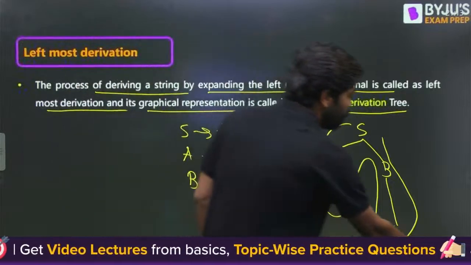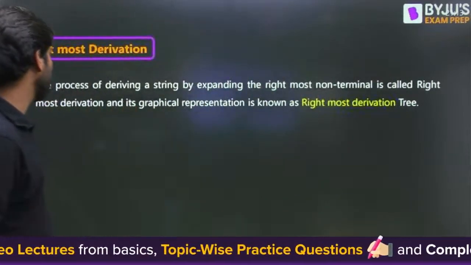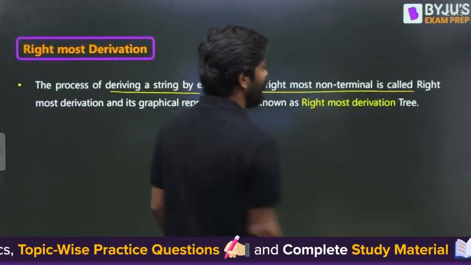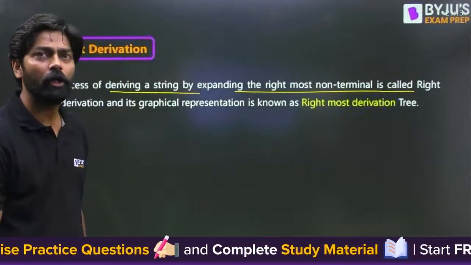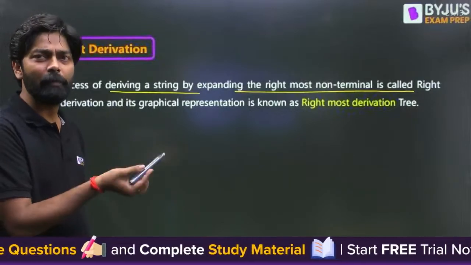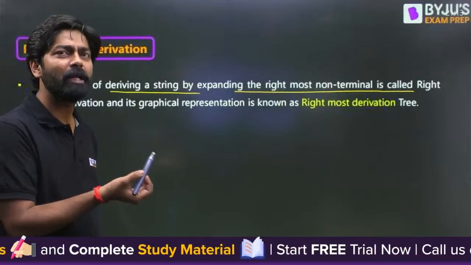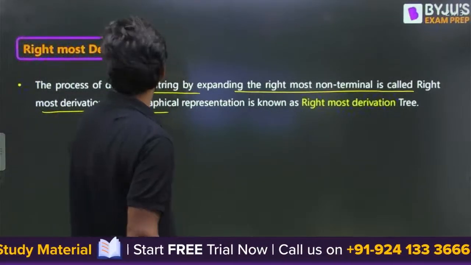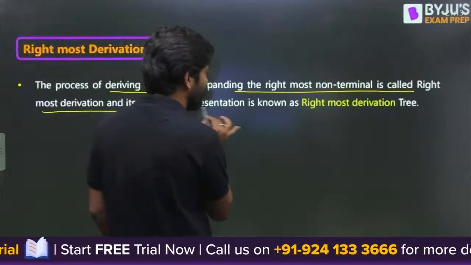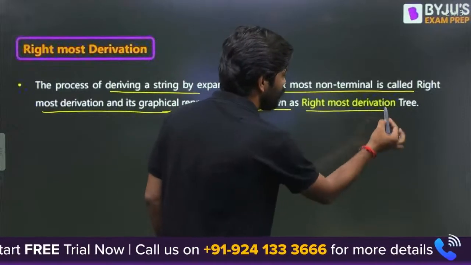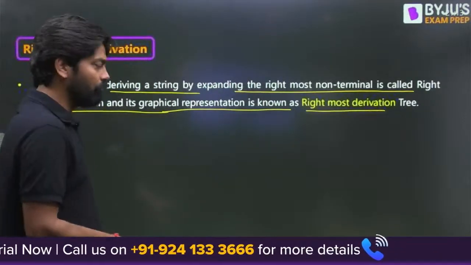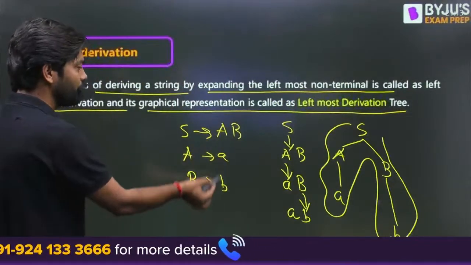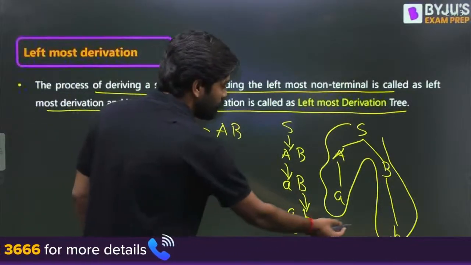Okay, I'm moving now. See, rightmost derivation. The process of deriving a string by expanding the rightmost non-terminal, because you can expand only non-terminals or variables, is nothing but rightmost derivation, and the graphical representation is known as the rightmost derivation tree. In the same example, if I expand B first, this is what? Leftmost.